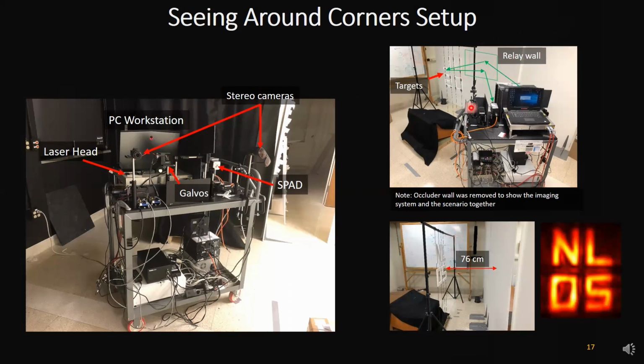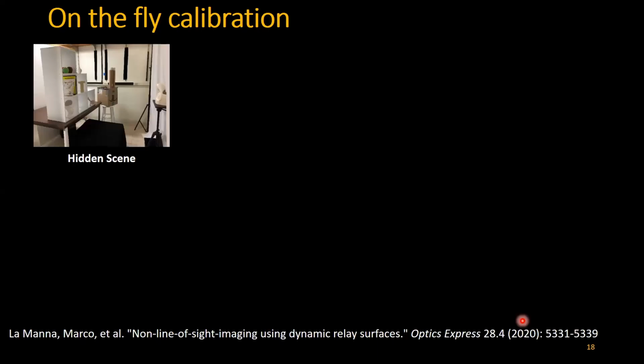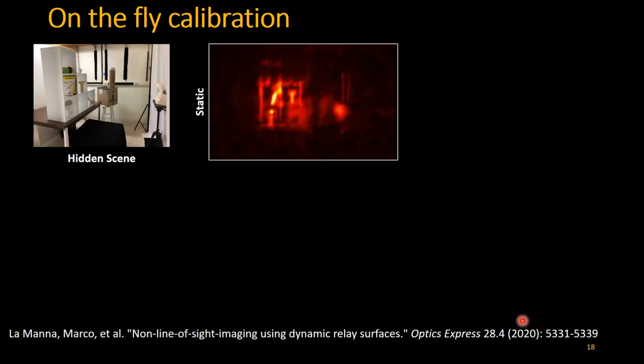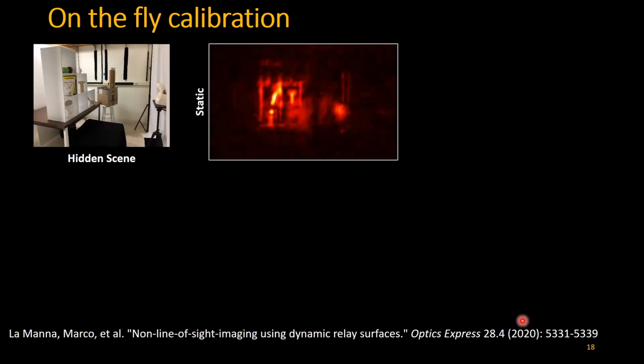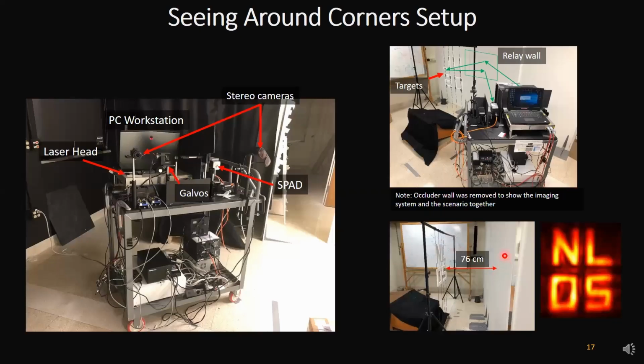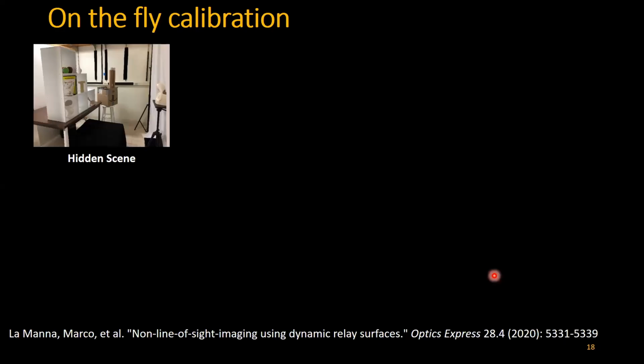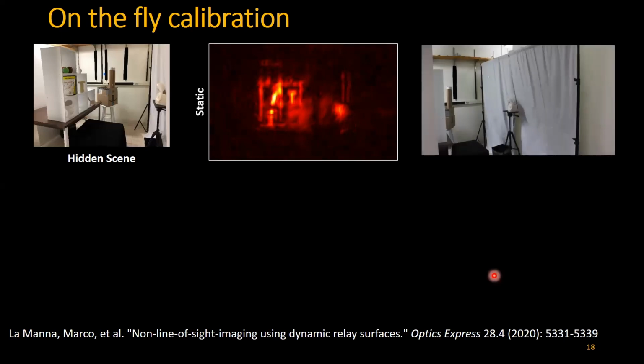Here's a picture of the lab, and here is an example of a simple hidden scene that's fairly close to the relay wall in this example. One thing that we did is we showed that we can relatively easily do this with a dynamic relay wall. If you move the relay wall, that doesn't really hurt us, because we can easily keep track of where the relay wall is using our information.